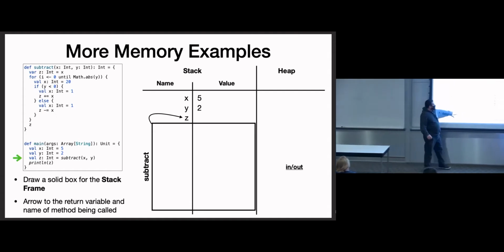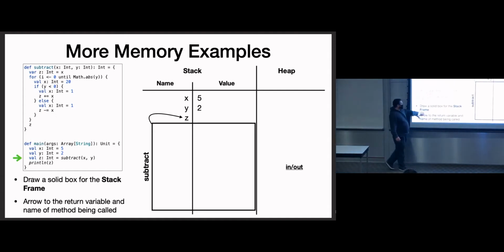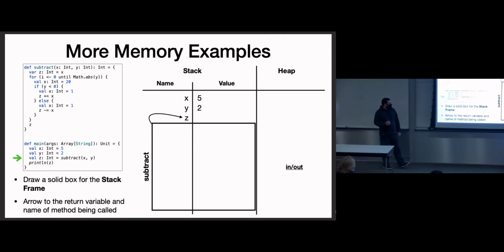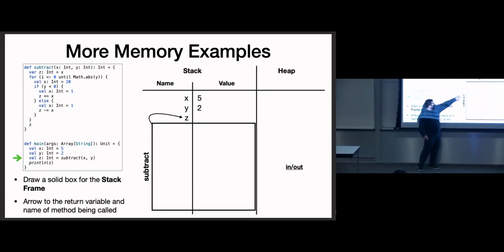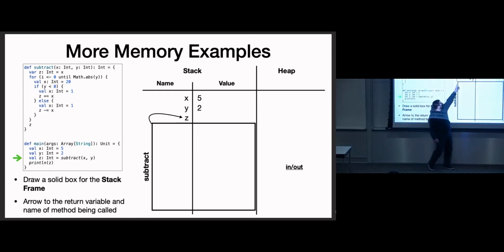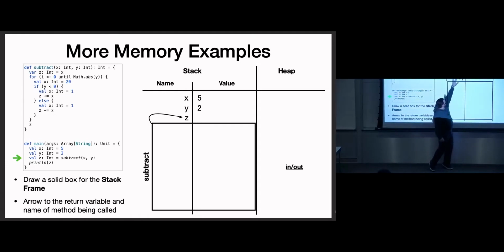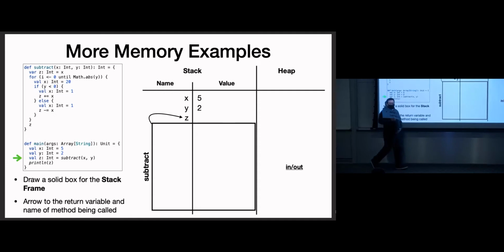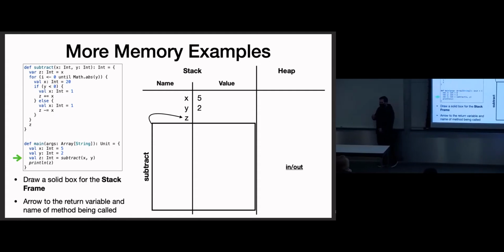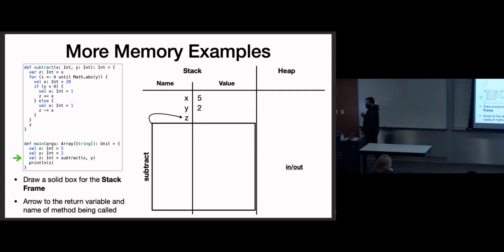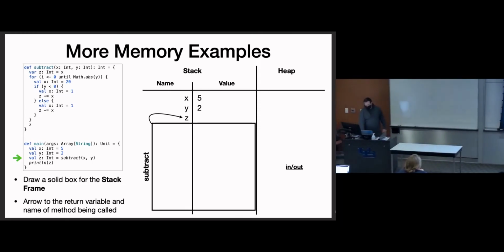Stack frame. These stack frames are a big deal. We draw these as solid boxes. We write the name of the method being called, and then an arrow from the upper left corner going to the return variable where this stack frame is going to return to. Stack frames are a big deal.